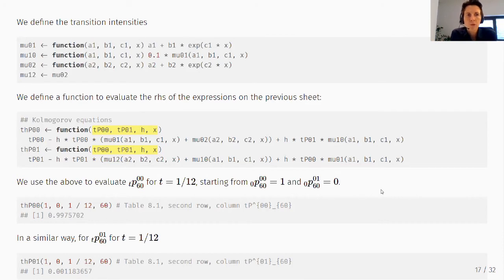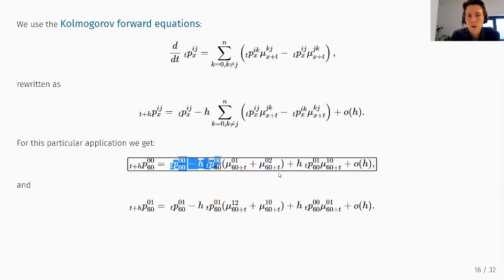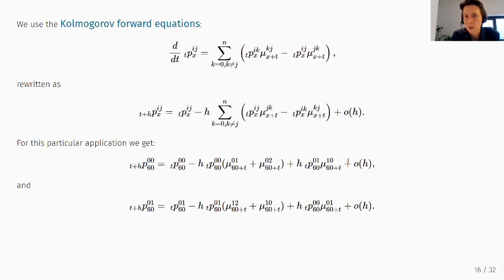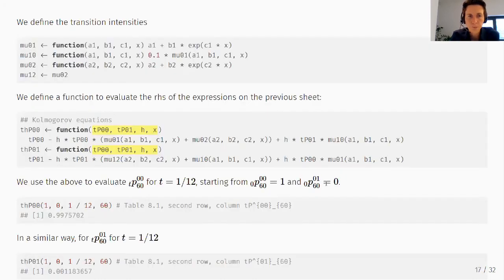So first of all, we define the transition intensities. Perhaps I already did that, or perhaps they're similar. Yeah, I guess they correspond to the ones we already had in the first example. But just to be sure, I re-specified all of them. We then write down a function to evaluate the right-hand side of the expressions on the previous sheet. So that essentially means that I'm going to put a function together to get the right-hand side over here, dropping, of course, the little o of h.